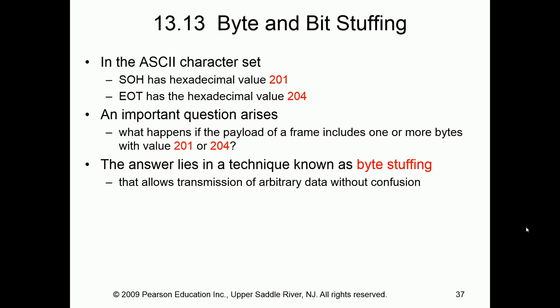In ASCII, the beginning handshake is a hexadecimal number of 201. And the EOT is a hexadecimal number of 204. That is just the agreed-upon, if it's 204 in hexadecimal, that's an end trailer. If it's 201, it's our start. That is just our agreed upon standardized agreement.